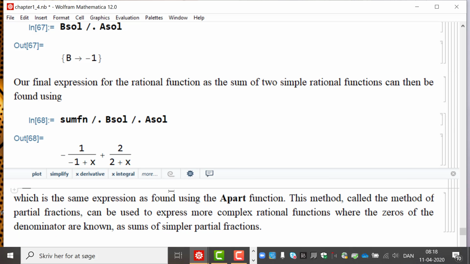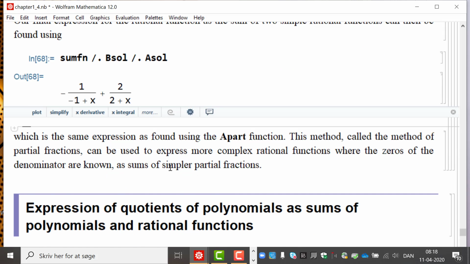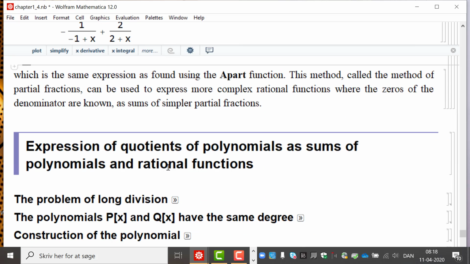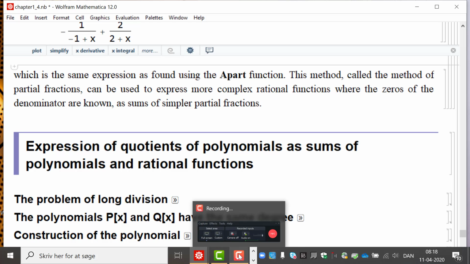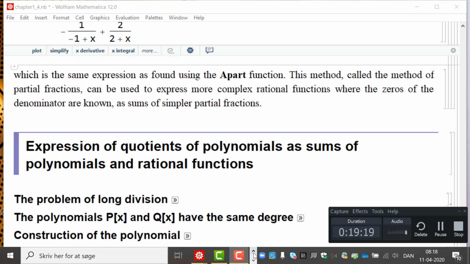And then we calculate the sum function with these values for the parameters a and b, and it's the same expression as we found using the apart function. So this method is called the method of partial fractions, and can be used to express more complex rational functions where the zeros of the denominator are known as sums of simpler partial fractions. We just get bigger sets of linear equations. Okay, so let's do that. And we'll stop that.